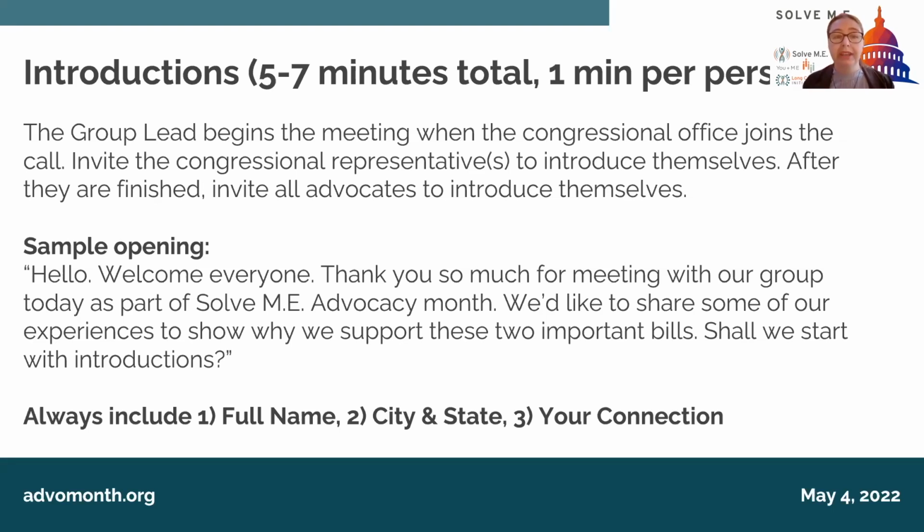The group lead will begin the meeting when the Congressional office joins. There's a sample opening about how the group lead can open up a meeting. They would invite the Congressional representative to introduce themselves first. After that person has introduced themselves, and they will generally be very quick and short about it, then you can invite the attendees to introduce themselves. Remember, when you're introducing yourself, it's just one quick sentence. That's your full name, your city and state, and your connection to the illness.